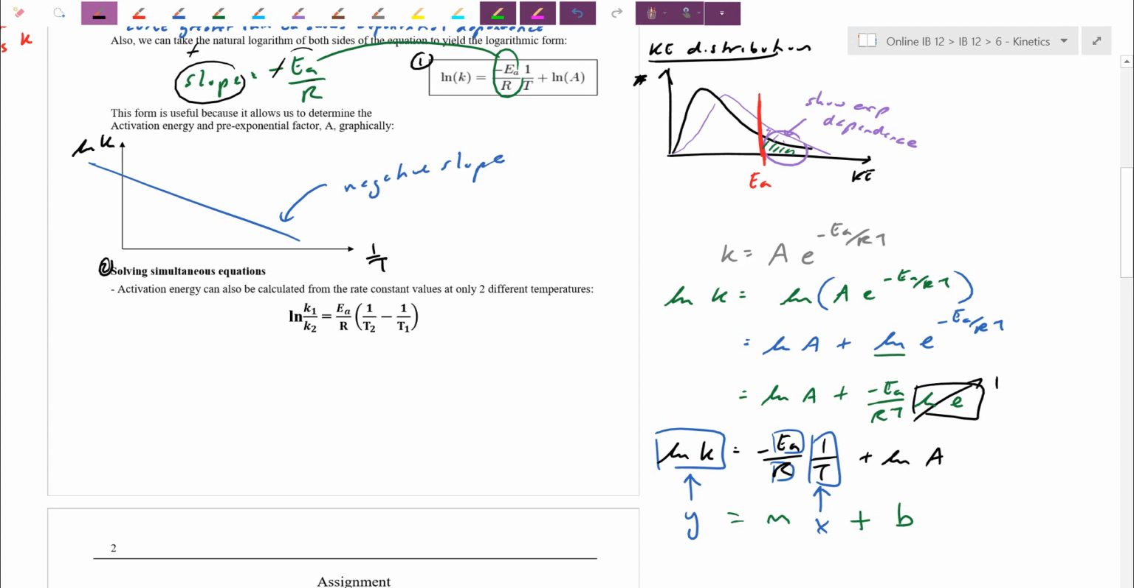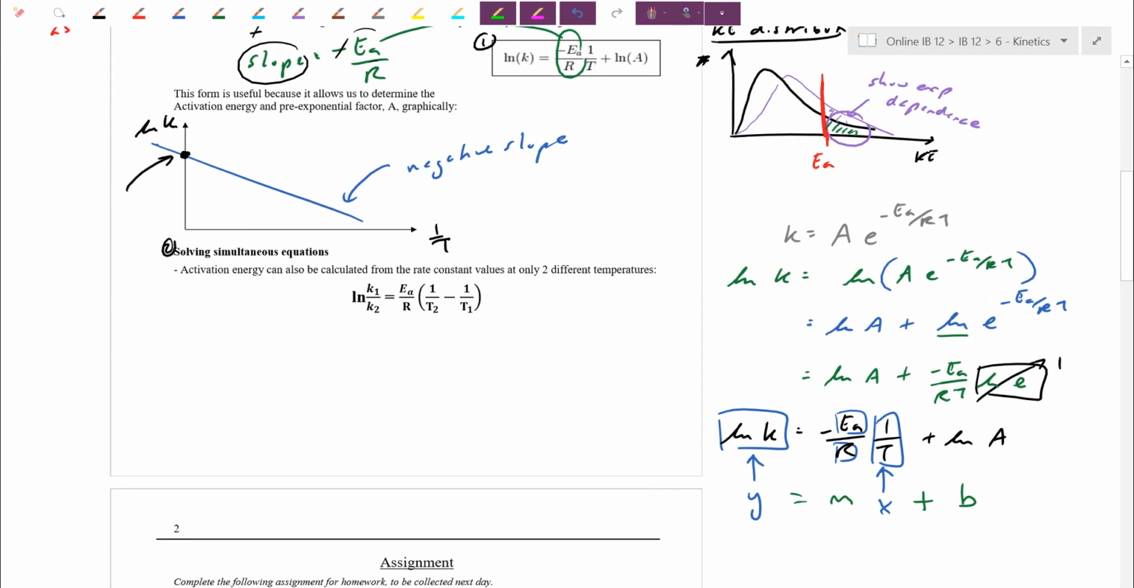So this will always be a negative slope. The negative slope corresponds to negative Ea over R. That's how you can find what the activation barrier is. And then the y-intercept is the ln A term here. You just read on the graph what that number is, and then you go e to the negative of that, and that would give you what A actually is, the pre-exponential factor for that particular function.